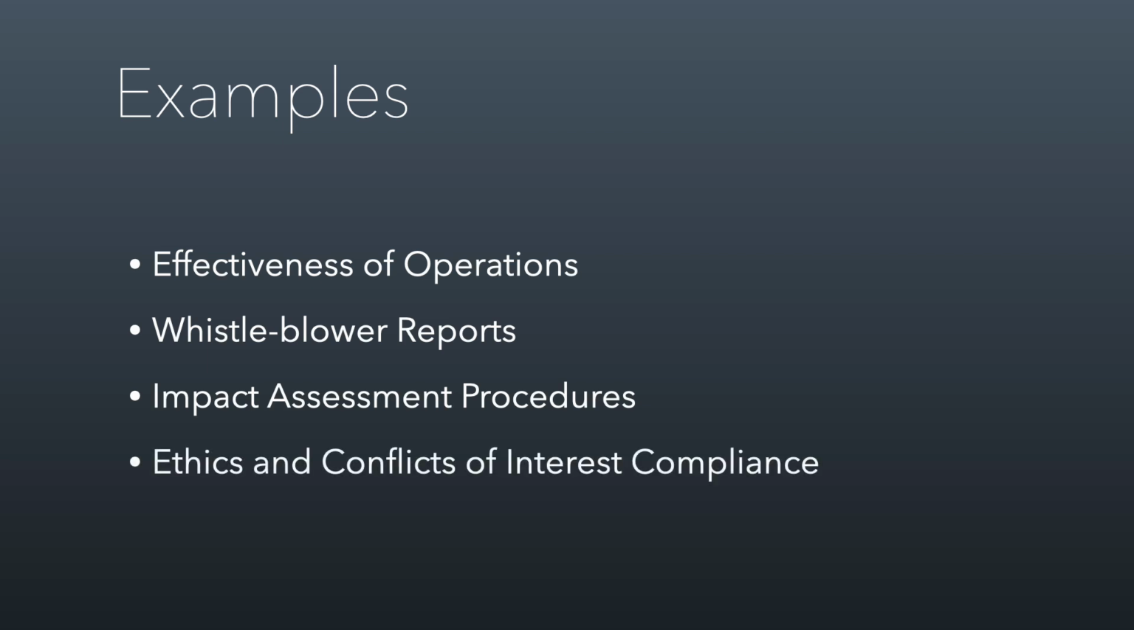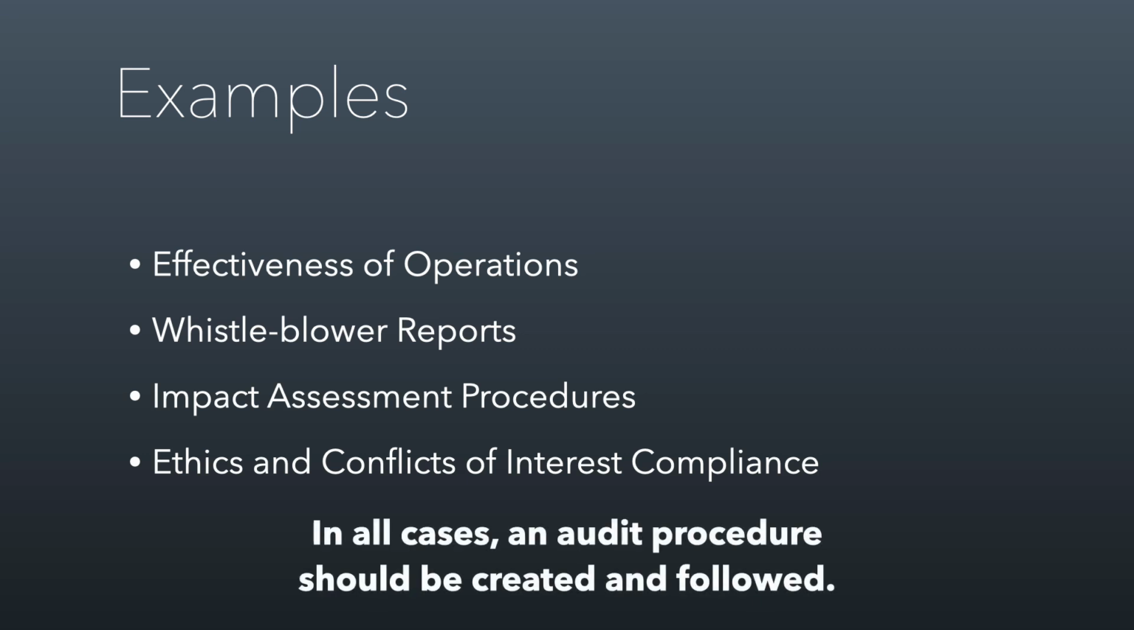And you should have a conflicts of interest policy and do a regular review or audit of that process. In all cases, an audit procedure similar to the one I described should be created and followed. And these are a lot of things that the board would oversee. Now, you don't have to do all of these audits necessarily on an annual basis, but all of these are what you would call performance auditing, where it's auditing not the finances, but the performance of an organization.